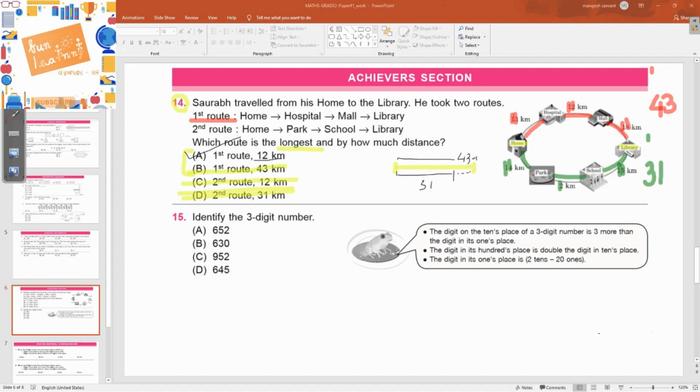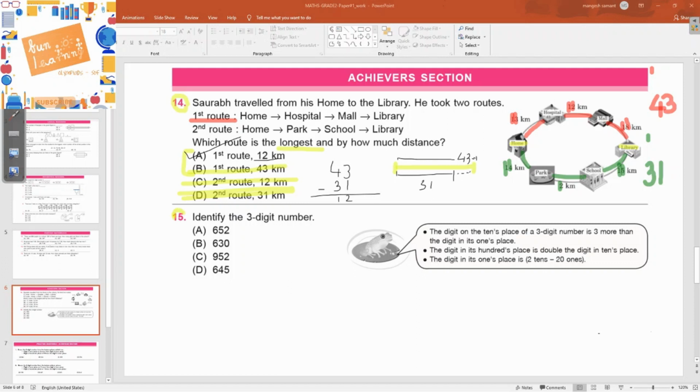You can also calculate it if you want. So 43 minus 31. Remove 1 from 3 is 2 and remove 3 from 4 is 1. So that is your answer. Okay, good. Well done for your first thinker question.